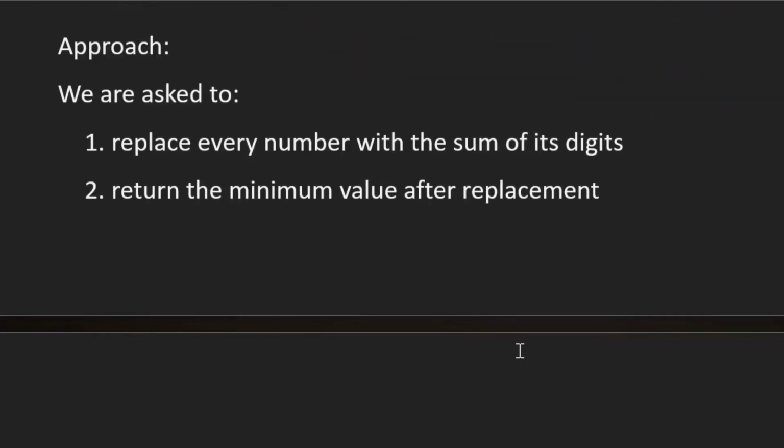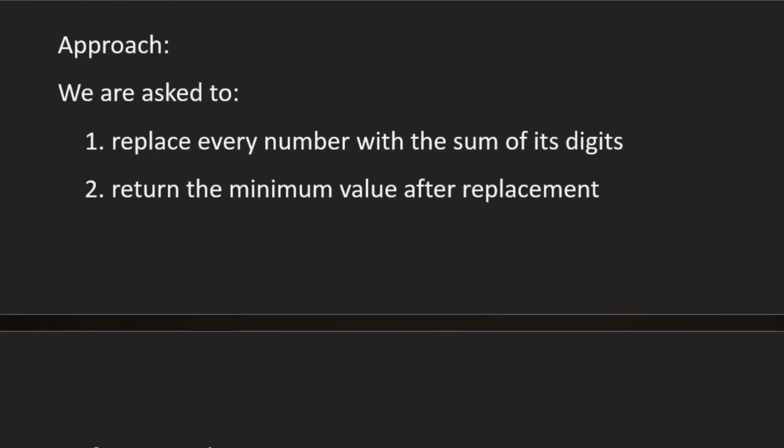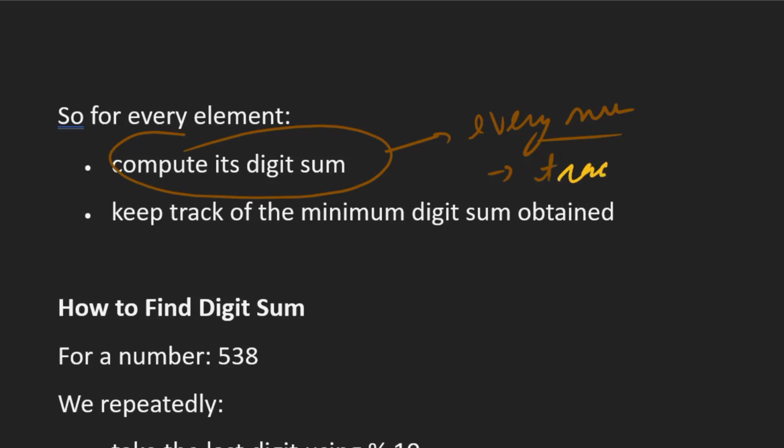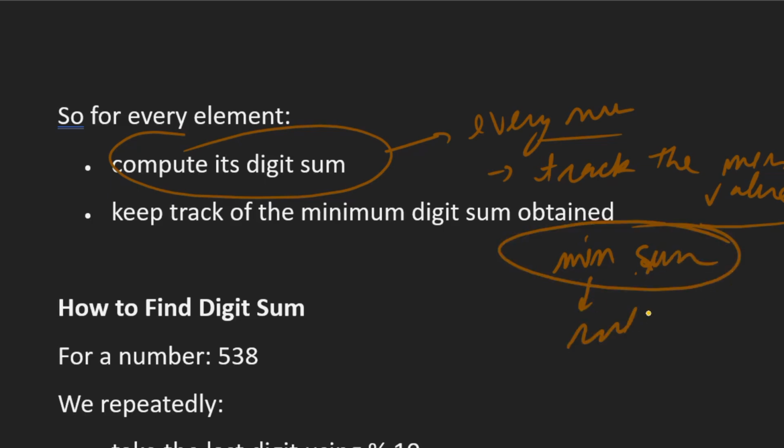So let's move to the approach part. So basically we are asked to replace every number with the sum of its digits, and then we need to return the minimum value. So what we'll do is we will compute the digit sum of every number, and then we track the minimum sum. We store the minimum sum, and at the end we return the minimum sum.